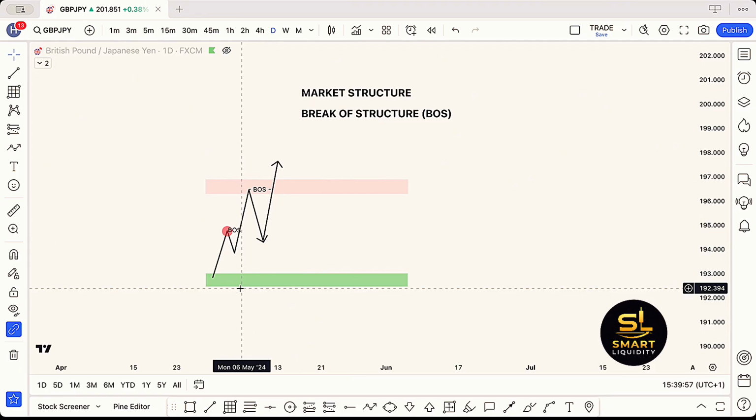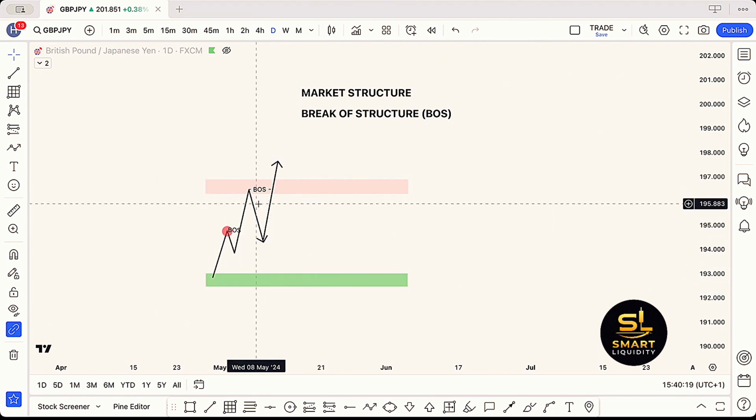Once I get the general market structure, that is number one, I'll go down to my entry time frame. If I've pointed out that the general market structure is bullish, for instance, that simply means I will go down to my entry time frame and look out for the most recent break of structure to the upside, and then I will point that out.